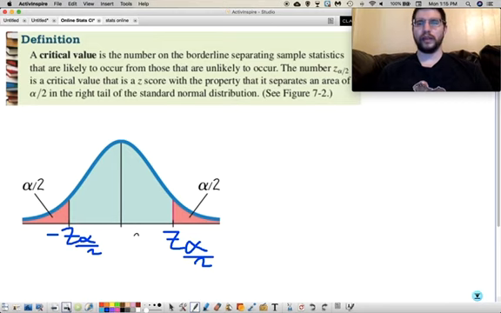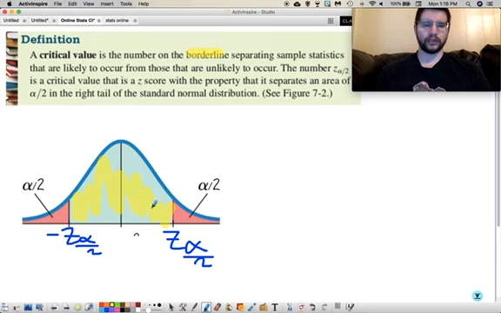To do anything with confidence intervals, we need to look at the critical values. So the confidence interval is saying we're somewhere between here and here. Well, the critical values are those cutoff points. It's the borderline that separates the statistics that are likely to occur and those that are unlikely to occur. And if you look at it, Z of alpha over 2 is the notation. Z for Z scores, we're looking at Z scores again, and alpha divided by 2. Why do we divide it by 2?